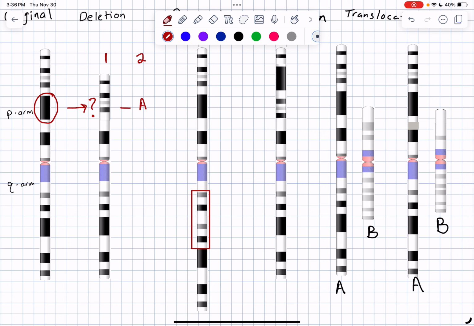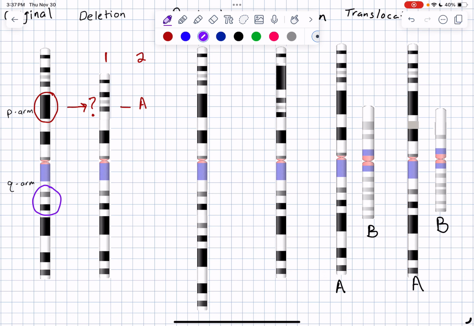And so now our second one is going to be a duplication. And a duplication is exactly what it sounds like. It's where part of our chromosome duplicates. On my original chromosome here, I see a banding pattern of white, gray, white, black, white. Well, when I look at my duplication, I see that not only do I have the white, gray, white, black, white, but I have a second copy of it. And so this is why it's called duplication.